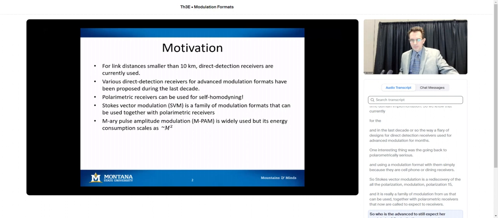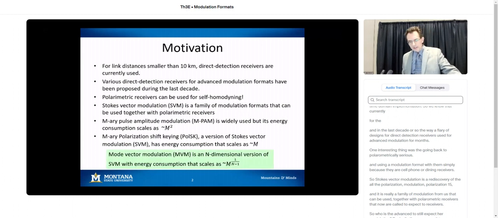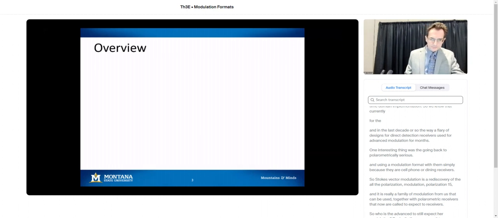Basically, if we compare it to M-ary PAM, well, M-ary PAM is a one-dimensional format, and its energy scales quadratically with the number of points that we have in our constellation. However, Stokes vector modulation, for example, polarization shift keying, which is a special version of equi-energetic Stokes vector modulation signals, scales linearly with the number of constellation points. And this is the motivation for our work, because if we go to a multi-dimensional Stokes space, we can have a more gracious scaling with the number of constellation points. So higher dimensionality means higher energy efficiency.